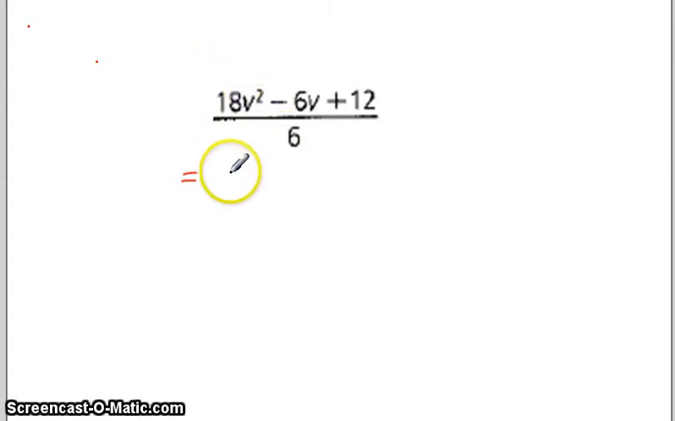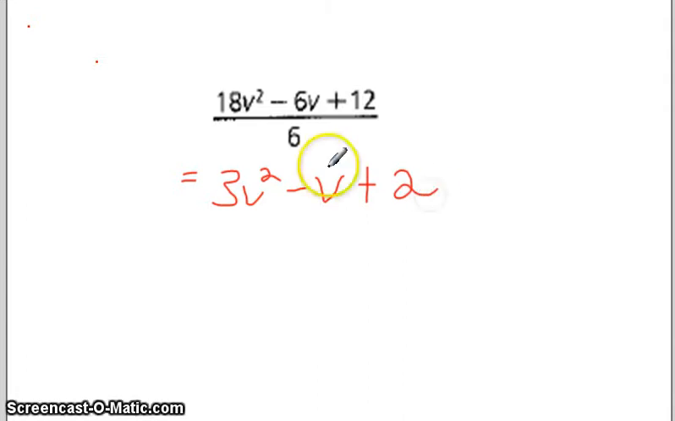18 divided by 6 gives me 3. And again, I'm just dividing by a constant, so there's no letters to worry about. None of them are affected. Okay, negative 6v divided by 6 is just going to give me 1. I don't need to write my 1s, so I'm just going to say subtract v. And then I'm going to be left with 12 divided by 6, which is 2. So 3v squared minus v plus 2.